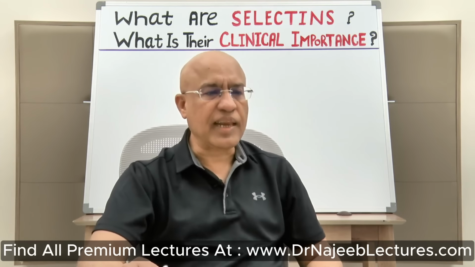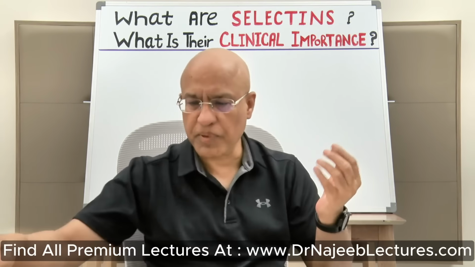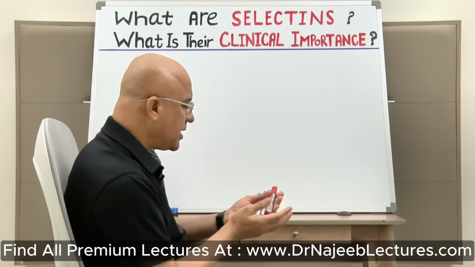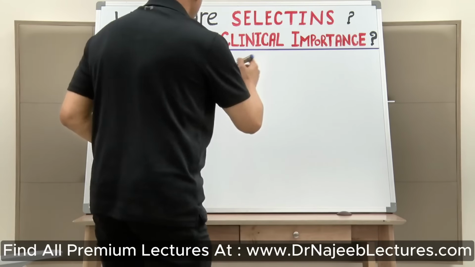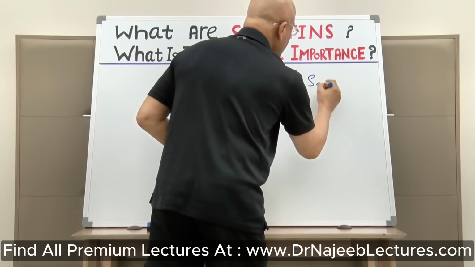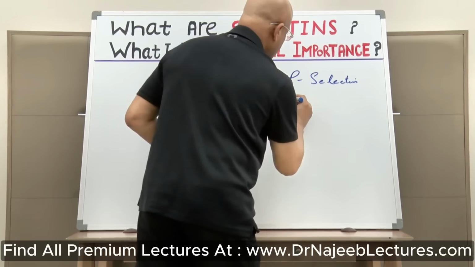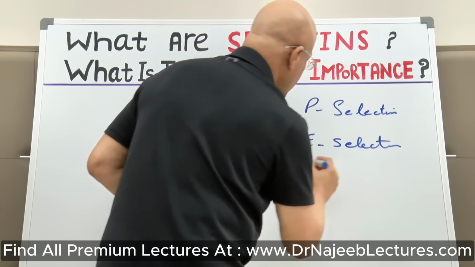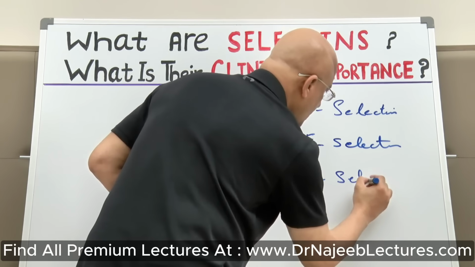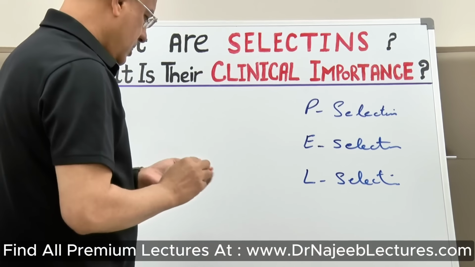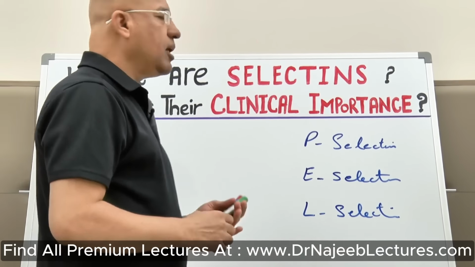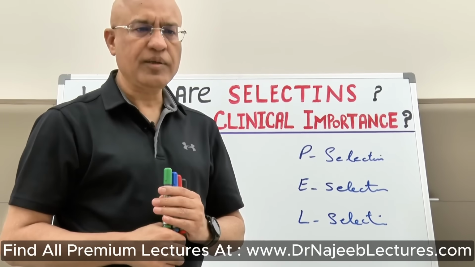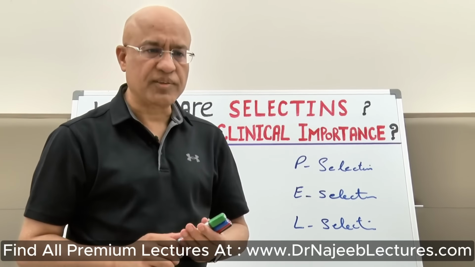So, what are selectins? Selectins are basically the smallest family of cell adhesion molecules. They have only three members, and those three members are P selectins, E selectins, and L selectins. Now, these are basically adhesion molecules which are expressed, right, on the cells of the cardiovascular system, right?